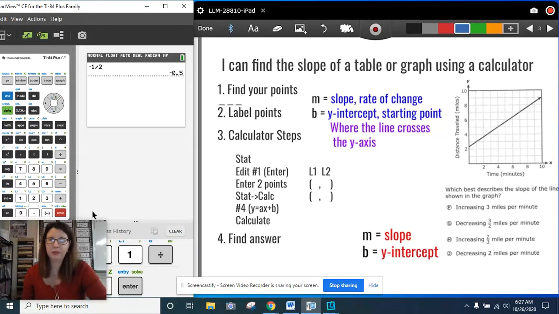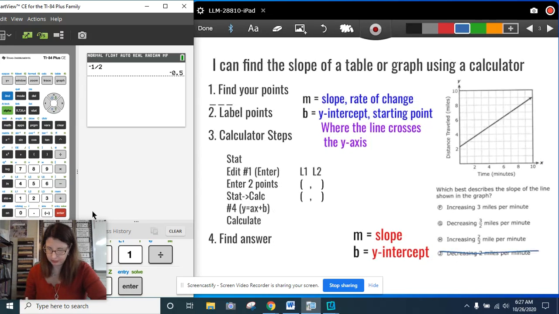Now on this one, it's asking me which best describes the slope of the line shown in the graph. Increasing 3 miles per minute, decreasing, decreasing. Well, I know that we're not decreasing because the line is going up if I'm looking at it left to right. So I need to know if it's increasing 3 miles per minute or 2/3 per minute. And I do that by putting my points into my calculator and finding the slope, because the rate or the slope is the slant or the elevation of the line.